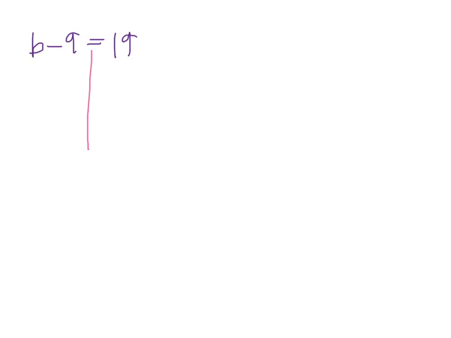I'm going to add it to the left side of my scale. I also have to add it to the right side of my scale. And 9 minus 9 is nothing. Those are gone. So the only thing left is b. 19 plus 9 will give me 28.